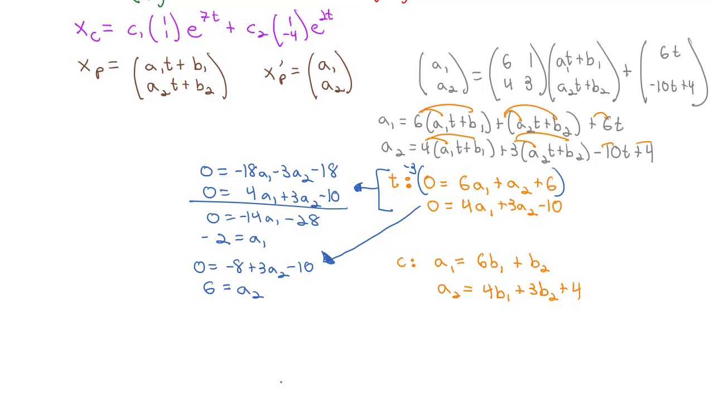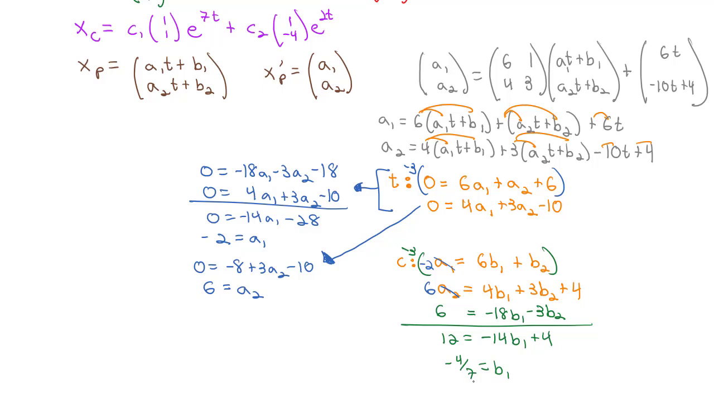Now, looking at the other equation we're trying to solve, we know a1 is equal to -2, and we know a2 is equal to 6. So I'll go ahead and plug those in. Then I will go in and multiply the first equation by -3. That's going to give us a positive 6 equals -18b1 minus 3b2. And so when I add together, I get 12 equals -14b1 plus 4. And so if I subtract 4 from both sides, I get 8 divided by -14 gives me -4/7 when I reduce.